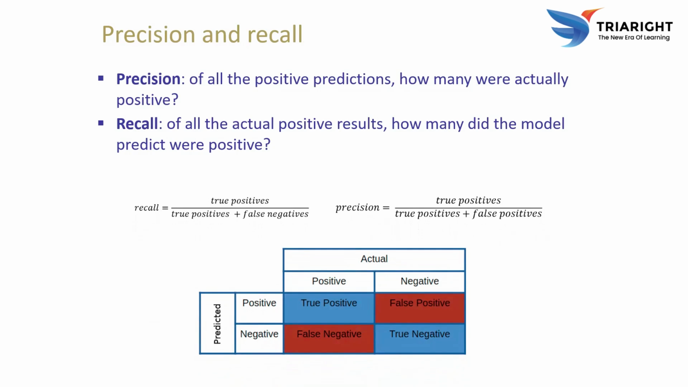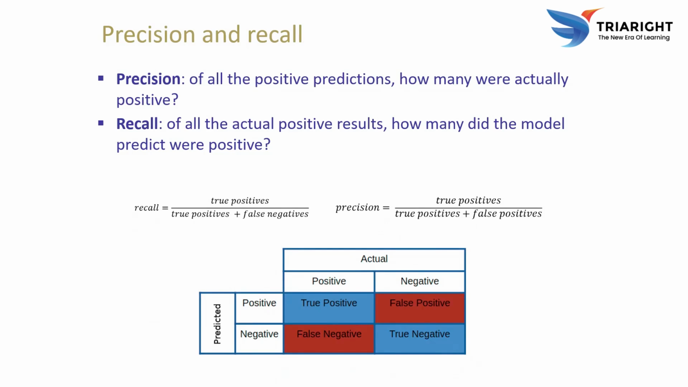They provide a view of the model's performance beyond simple accuracy, and are particularly useful for understanding the type of error the model makes. Precision is of all the positive predictions, how many were actually positive. The formula is true positive divided by true positive plus false positive. Recall uses true positive divided by true positive plus false negative. That is how the formulas work.